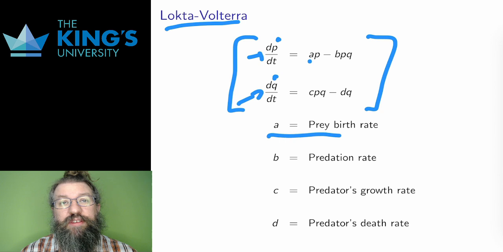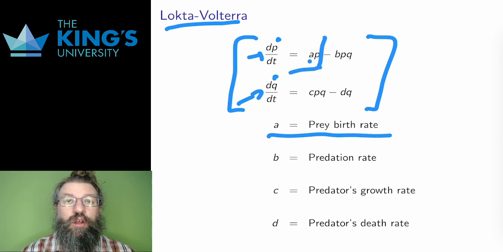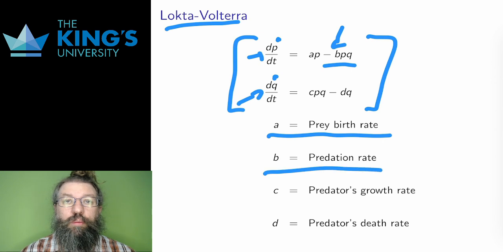That means that by itself, this would just be exponential growth for the prey. But the prey also lose some of their population by predation. So this negative PQ is the product of the two populations. So that measures how many interactions there are. So minus BPQ, some percentage of those interactions result in the death of a prey animal. So the prey animal grows, but also loses some amount to predation. The predator only grows because of predation.